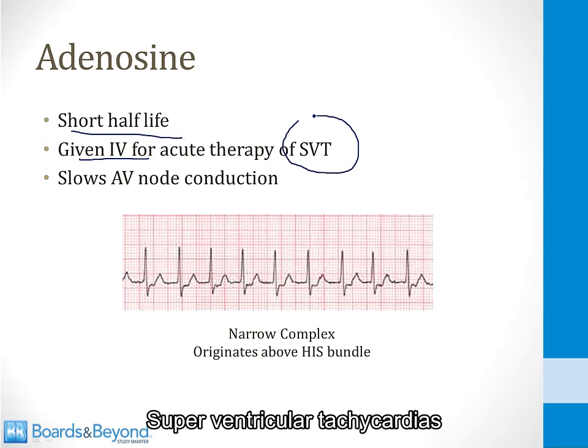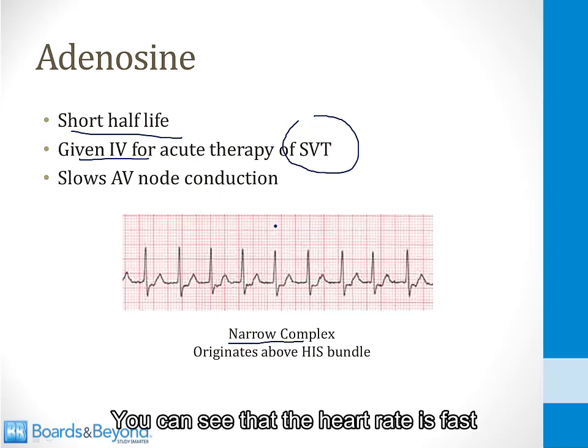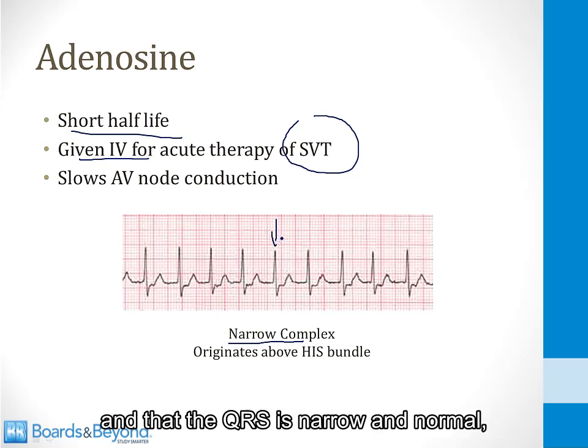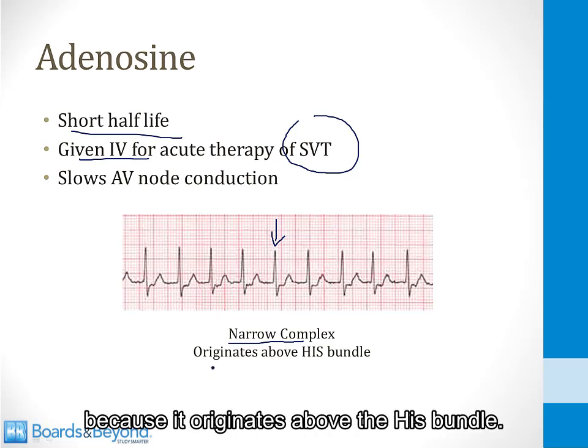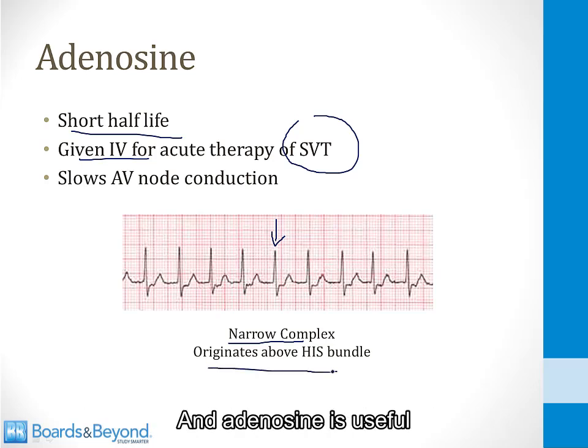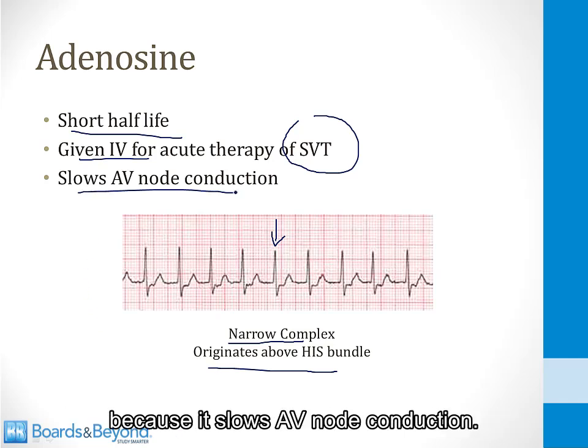Supraventricular tachycardias are tachycardias that have a narrow complex. I've shown an example of one on the screen. You can see that the heart rate is fast and that the QRS is narrow and normal. That's a supraventricular tachycardia. It's called supraventricular because it originates above the His bundle, and adenosine is useful in the acute management of these tachycardias because it slows AV node conduction.